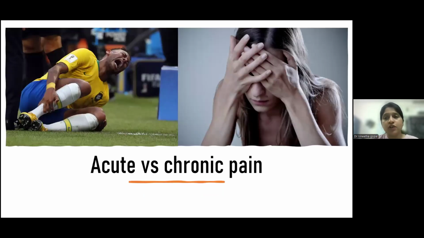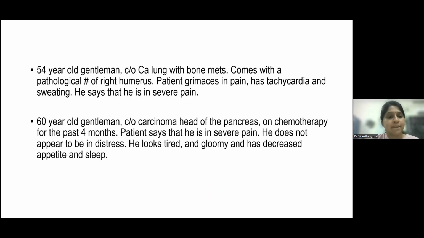Now coming to acute versus chronic pain. What is the difference in presentation of acute versus chronic pain? A 54-year-old gentleman, a case of carcinoma lung with bone mets, comes with a pathological fracture of the right humerus. The patient grimaces in pain, has tachycardia and sweating. He says that he is in severe pain, and we all estimate his pain correctly, and we know that there is a cause for the severe pain, and we often try to treat it adequately.